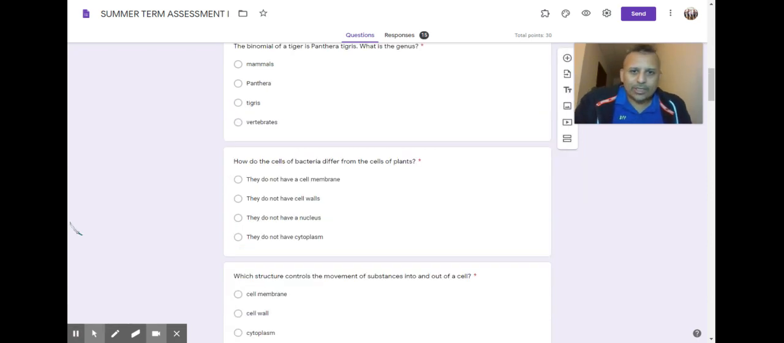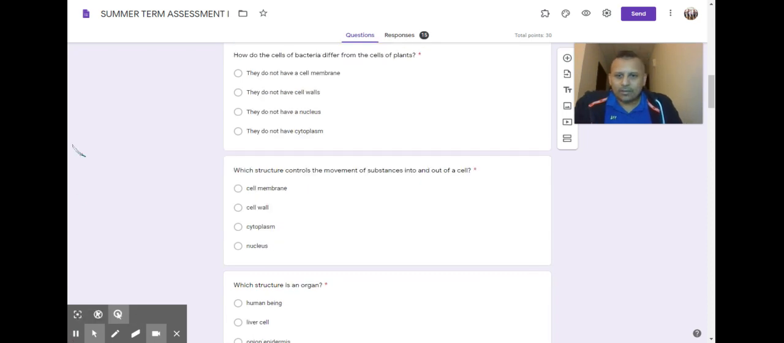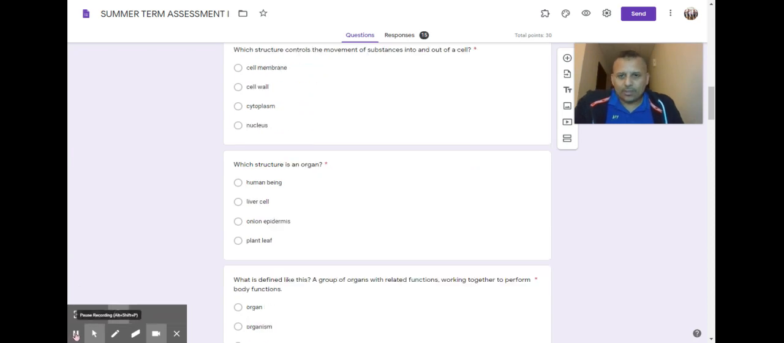The third question: the genus of the binomial name is the first name, and it has a capital as well. So the answer to that was Panthera. The difference between cells of bacteria and cells of plants is that cells of bacteria do not have a nucleus. The next question, which structure controls the movement of substances into and out of a cell? The answer to that is cell membrane.